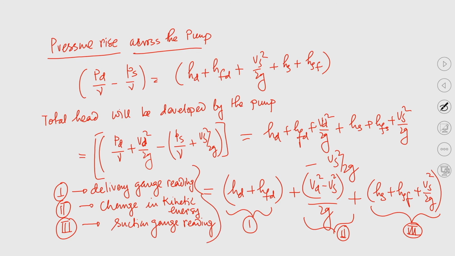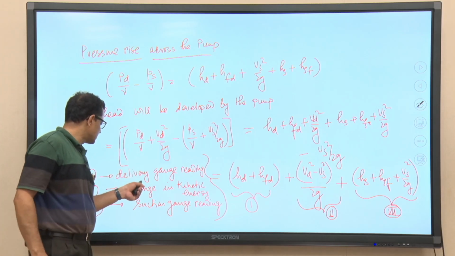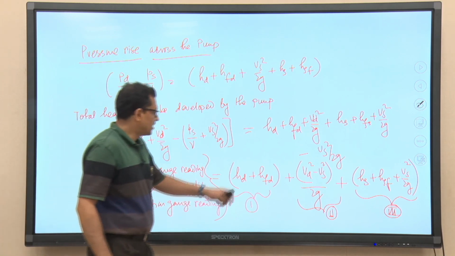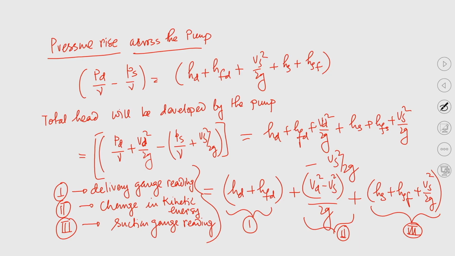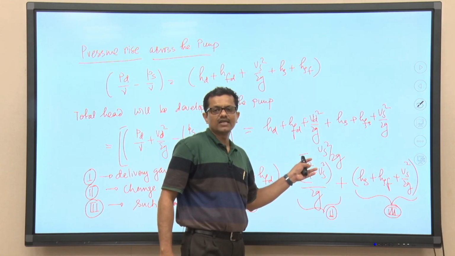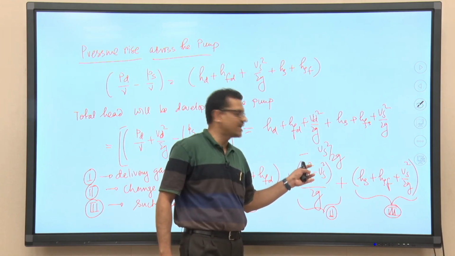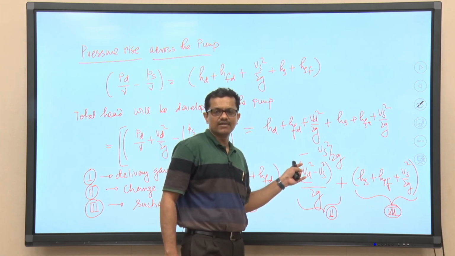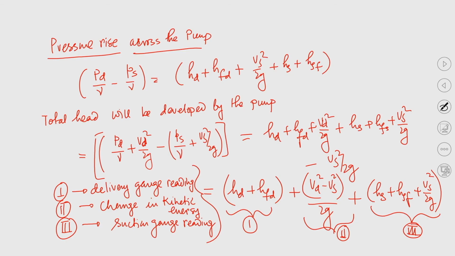So, we do not require anything else, only the suction gauge reading and delivery gauge reading, and by knowing the velocity at the discharge point and suction point, we can calculate. If we know the flow rate at the suction line, we know the area, from there we can calculate velocity at the suction line. Similarly, we can measure velocity at the delivery gauge by using the pitot tube or simply from the flow rate. We can easily calculate the total head that will be developed by the pump.